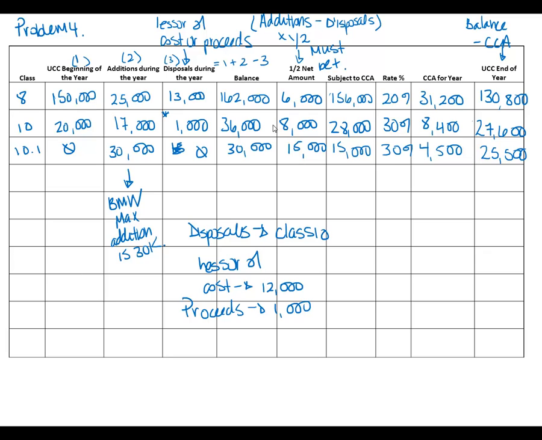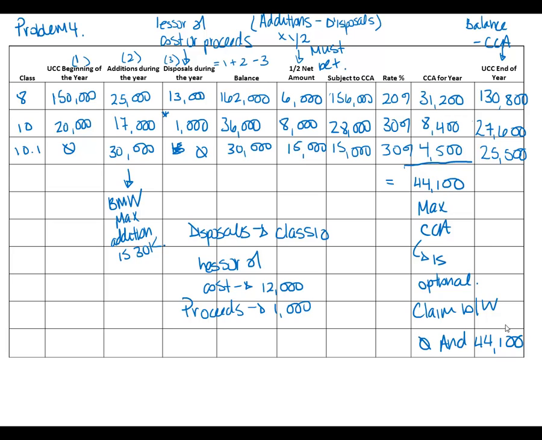So in this question you're asked, what is the max CCA? Well, if you add the class 8, 10, and 10.1, the max CCA is 44,100. So that is the max CCA. One thing that's important to note is that CCA is optional. So you can claim anywhere between 0 and 44,100. All right, that concludes problem number 4.